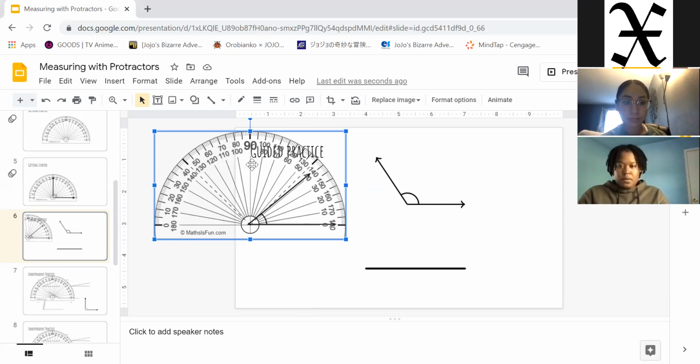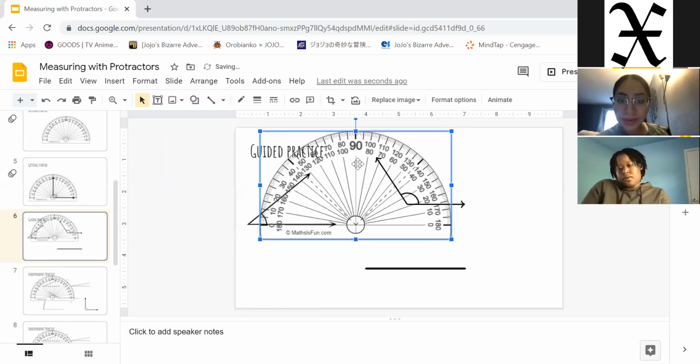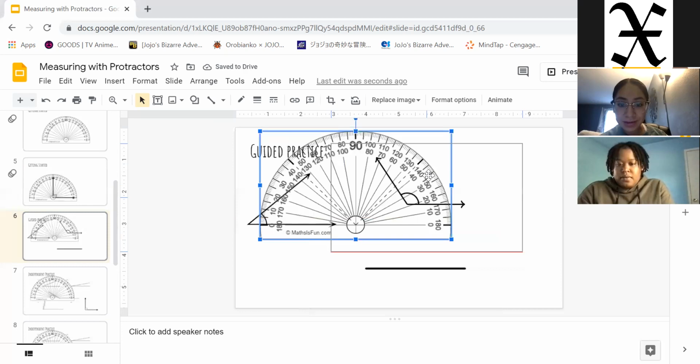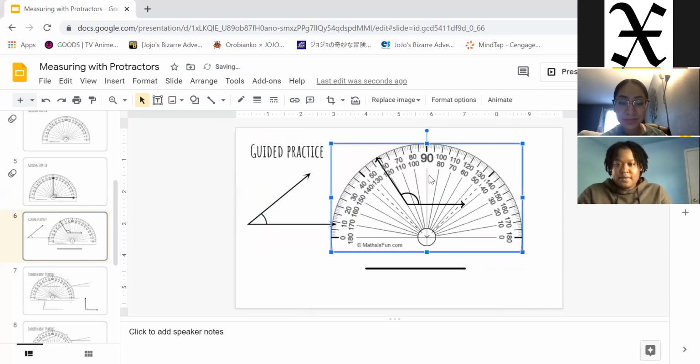Jacqueline, you want to help me out? Yes. All right. The obtuse one or this? I'll go for the straight line. How are we going to measure that? I don't know that one.